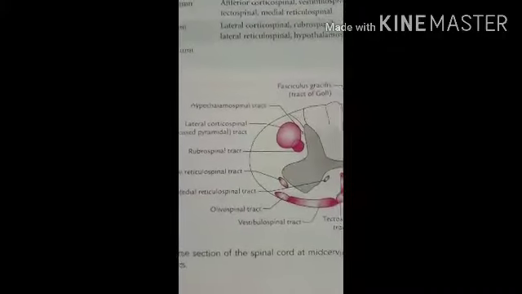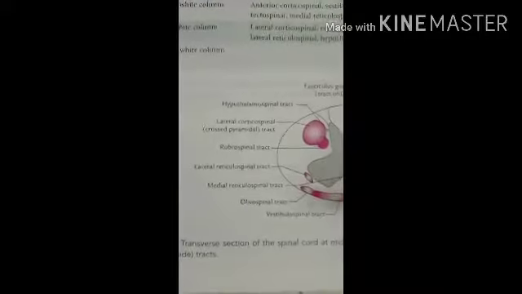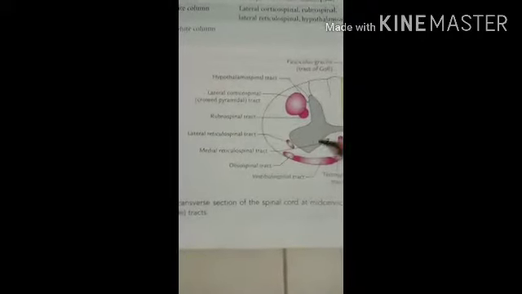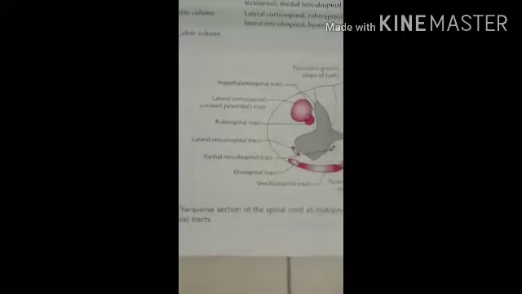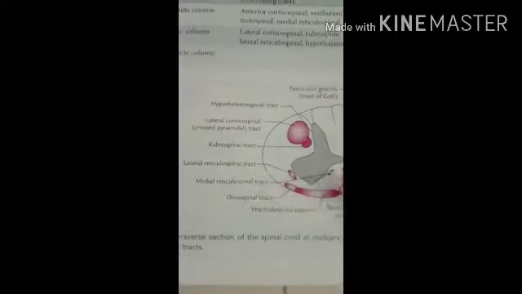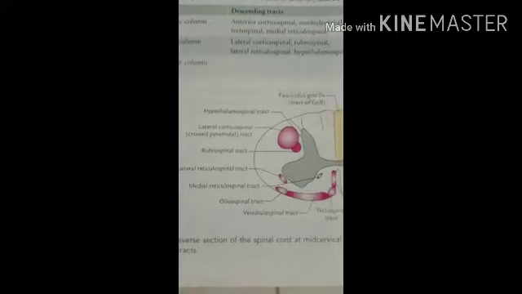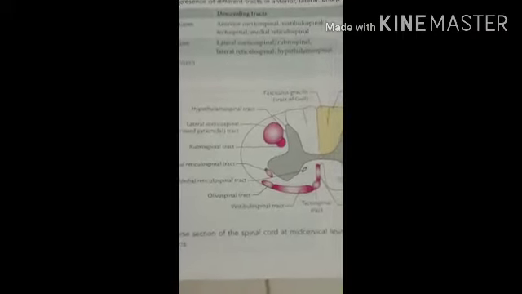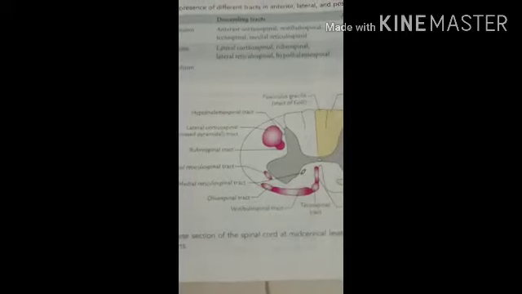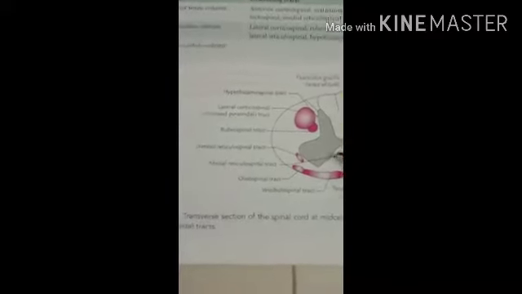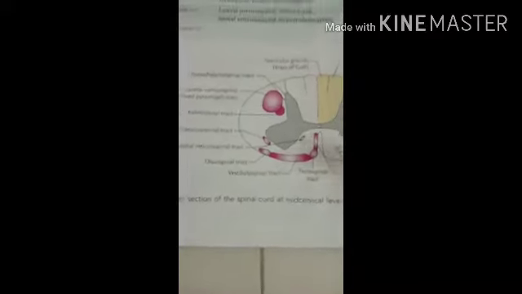Then the next are the medial reticulospinal tract and the lateral reticulospinal tract. Let's see the medial reticulospinal tract first. It is formed by fibers from the reticular formation in the pons and descends into the cervical segment. Here the fibers do not cross; it consists of uncrossed fibers.